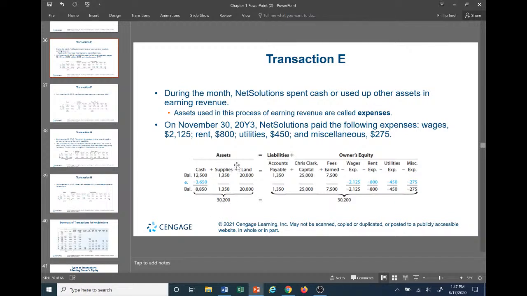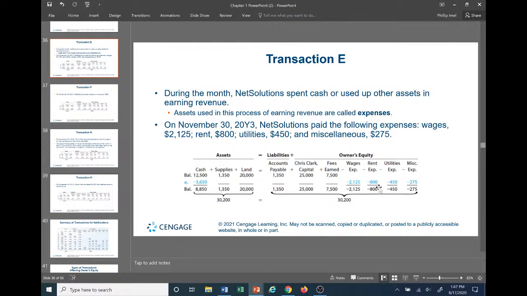So now where are we going to see this on the other side of the equation? Is it going to be in liabilities or owner's equity? Let's think about this. We paid with cash, so that's not going to have any effect on liabilities. It's going to come straight out of the equity. So you see your wage expense is going to reduce owner's equity by the relative amount, $2,125.